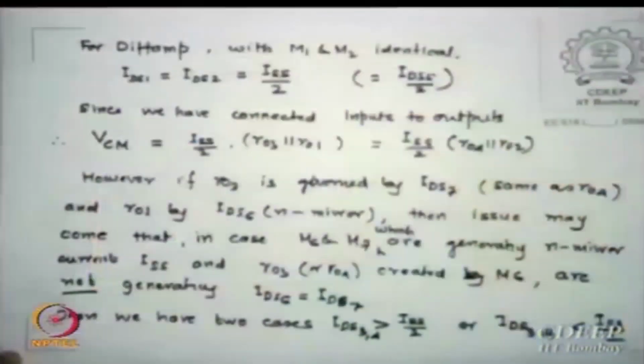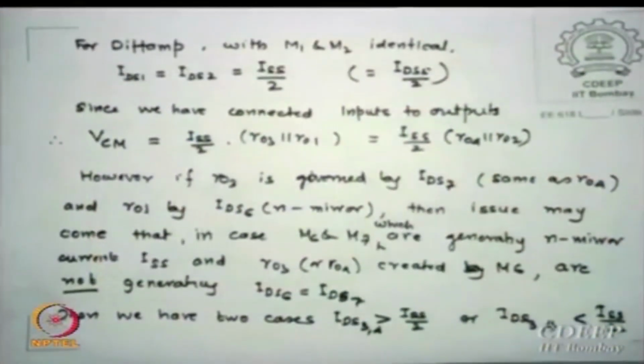You can write down if you wish. The last line is what is bothering me: the current in M3 or M4 may be larger than ISS by 2 or less than ISS by 2 if the P channel currents are not the same as the N channel currents.